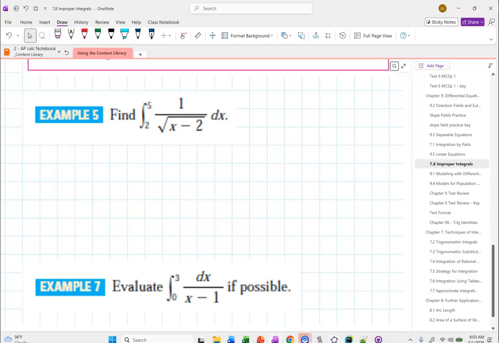First thing we look for is vertical asymptotes. This is 1/2 one. At what value? 2. Okay. Where is 2 at? The lower bound. So when we do this, it's going to be the limit approaching 2 from the right. Because we're looking from 2 to 5. So we're looking at the right side of 2.